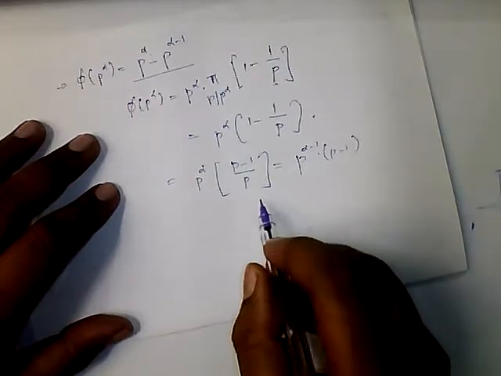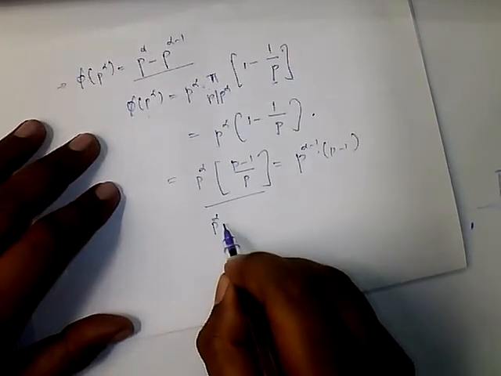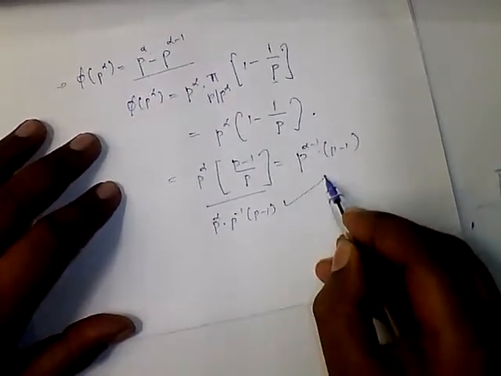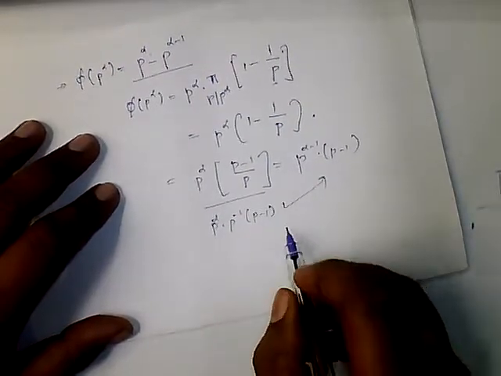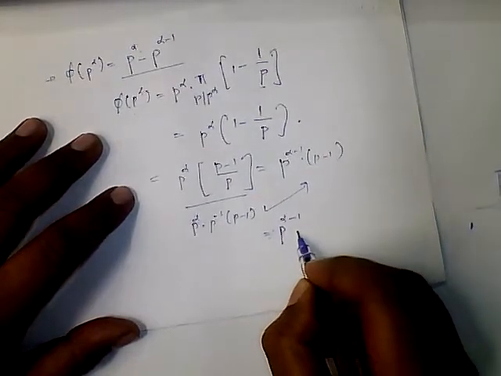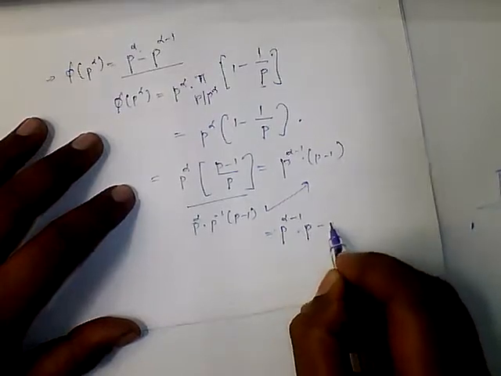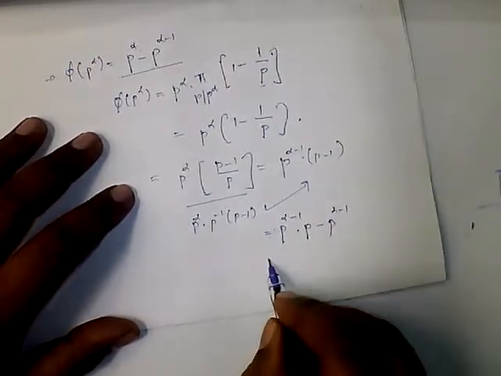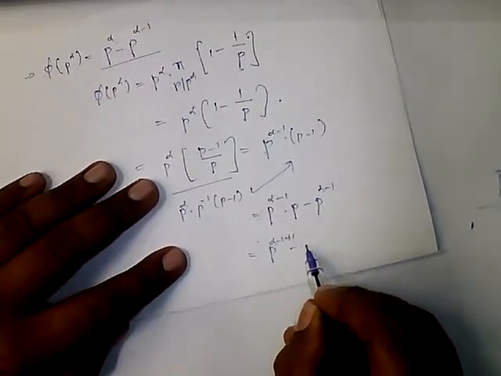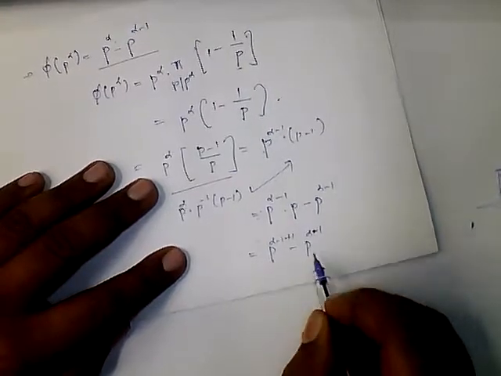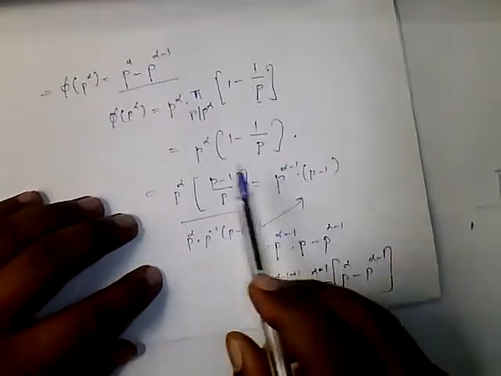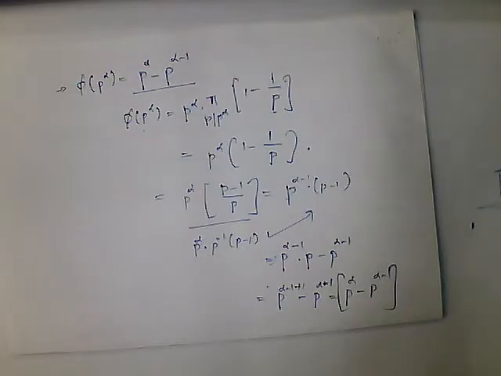As for p^alpha, this can be written with p^(alpha minus 1) into p, minus p^(alpha minus 1). Multiplying p^alpha with (p minus 1) by p, we get p^(alpha minus 1) plus 1 minus p^(alpha minus 1). From this we get p^alpha minus p^(alpha minus 1). This is the formula for the Euler phi function, and it is one of the properties of the Euler phi function.